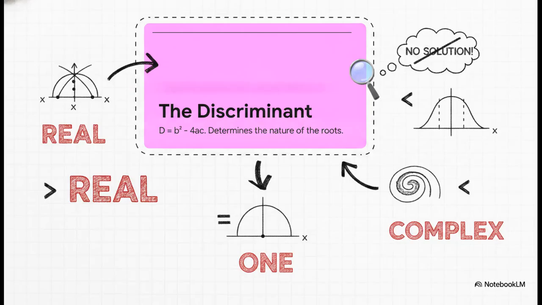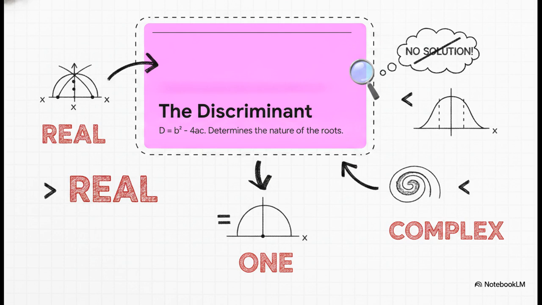So, a really crucial point here is often found in the discriminant, b squared minus 4ac. This tiny little piece of the formula determines the entire nature of our roots. If it's greater than 0, 2 real solutions. Equal to 0, 1 real solution. Less than 0, 2 complex solutions.